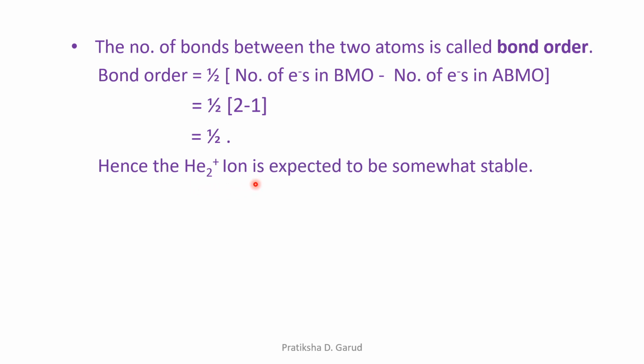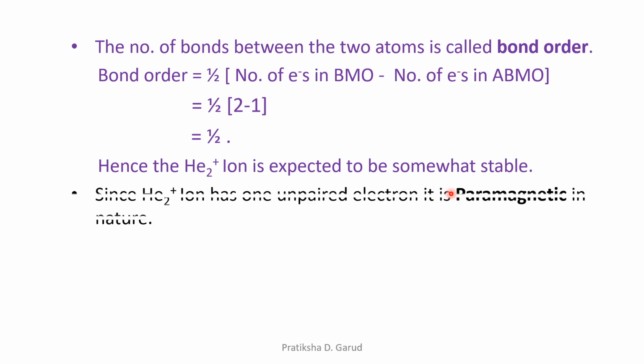Hence, this He2 plus ion is expected to be somewhat stable. And finally, we have to find out the magnetic behavior. So, we can see the MO electronic configuration. The last entering electron is unpaired, right? There is a single electron. So, we can say that the magnetic behavior is paramagnetic. Since the He2 plus ion has one unpaired electron, it is paramagnetic in nature, right? So, this is regarding the He2 plus ion.